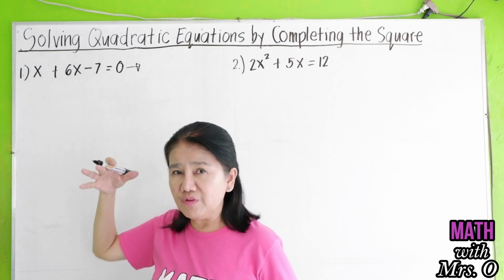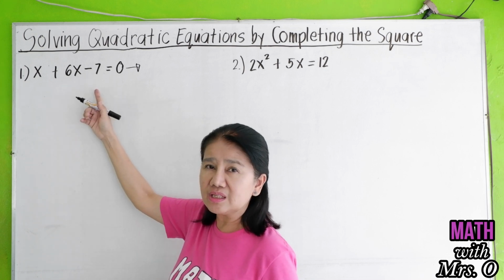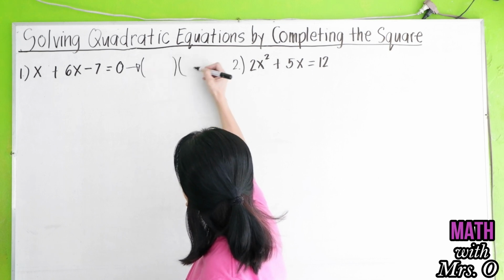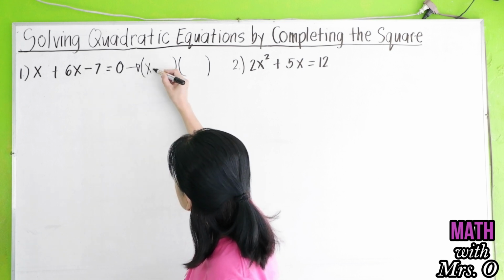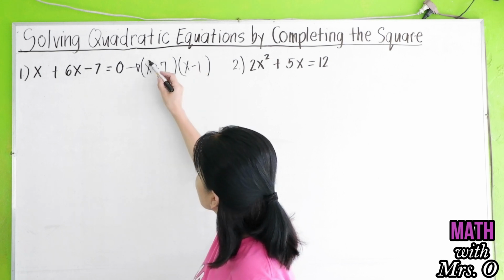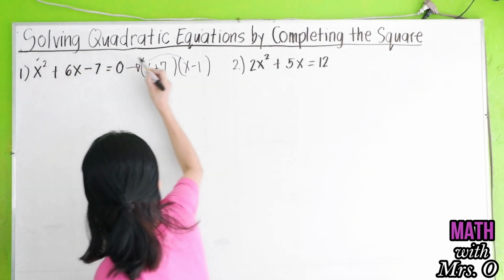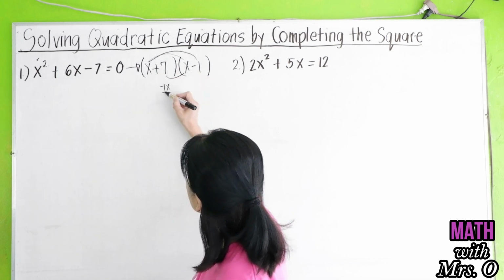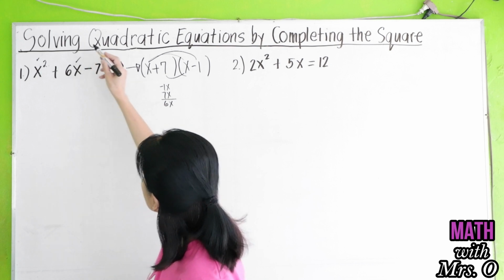In my previous video on solving quadratic equations by factoring, I solved this using factoring. If you recall, here the factors are x plus 7 times x minus 1. Let's check. X times x gives us x squared. Then x times negative 1 is negative 1x. 7 times x is 7x. Add them, that is 6x, which is the middle term.